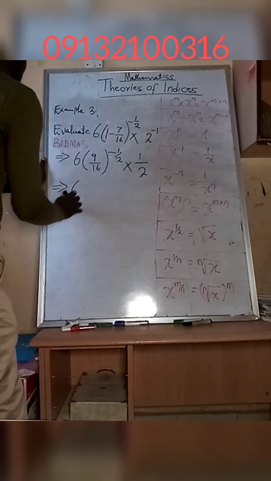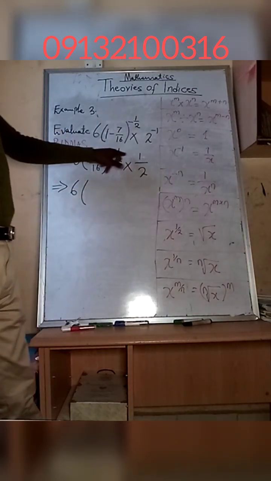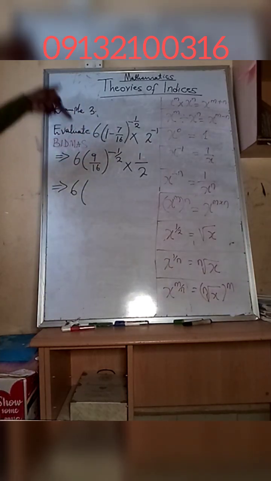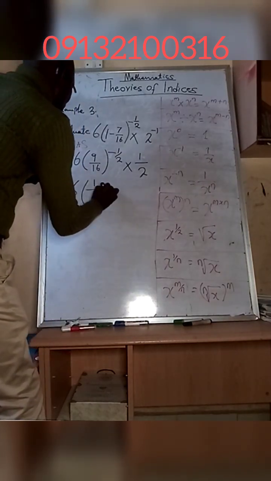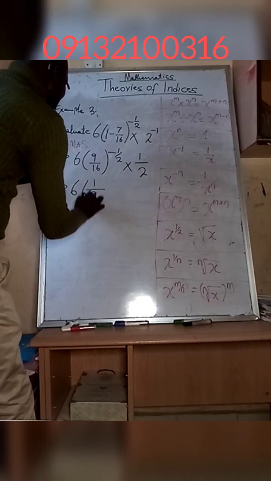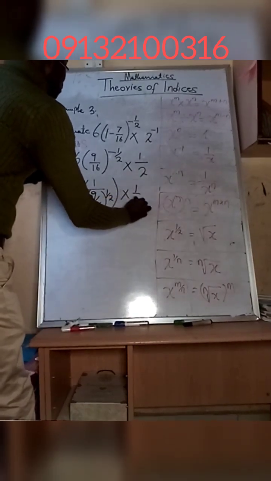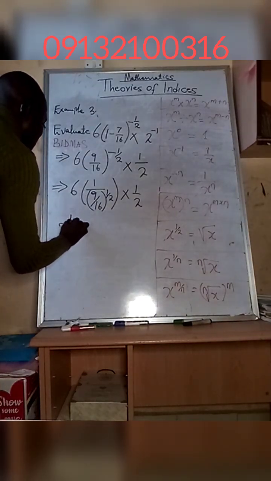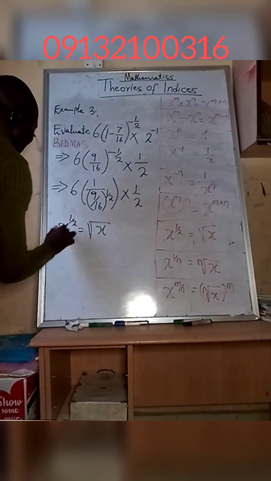It implies 6 into. The same rule that applies to this applies to this. And that becomes 1 over 9 over 16 raised to power half, then times 1 over 2. Not forgetting that x raised to power half is equal to the square root of x. Let me outline it so that you can see that this is an application.